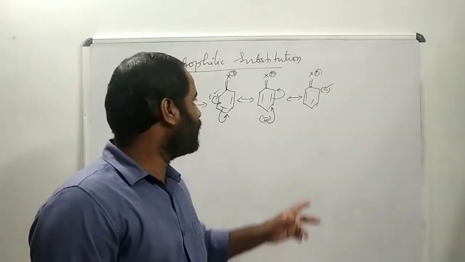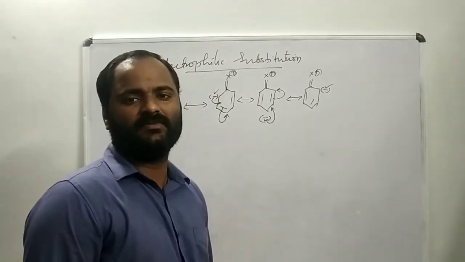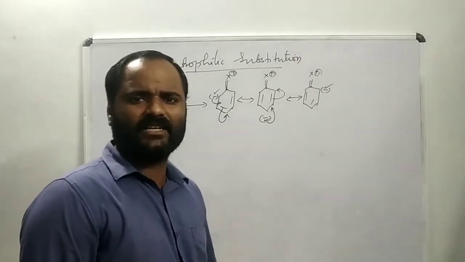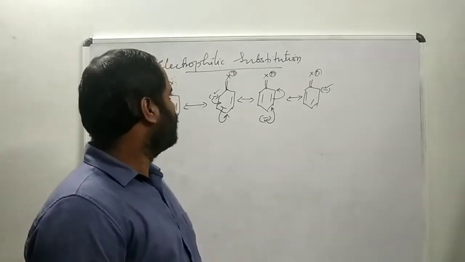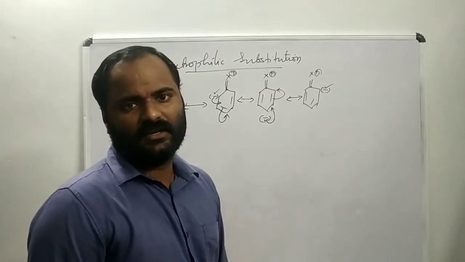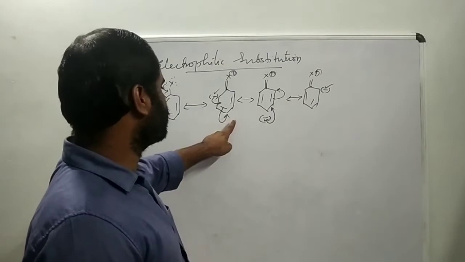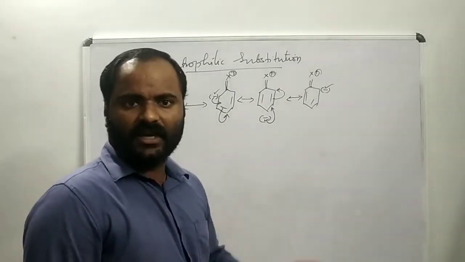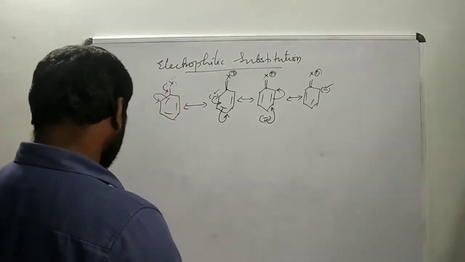But this halogen is also electron withdrawing. Sometimes it can also attract the electron pair, so the reactivity decreases. So we can see that haloarenes are ortho and para directing towards electrophilic substitution, because negative charges are there at the ortho and para positions. So we can see the reactions.